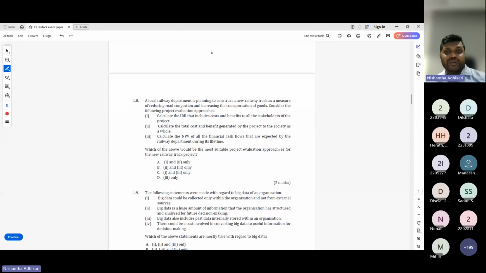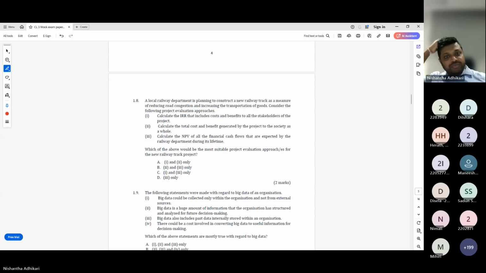Calculate the IRR that includes cost and benefit to all the stakeholders of the project, not only the company, not only the railway department, it should be all the stakeholders, including the general public. Likewise, we have to calculate the IRR that includes the cost and benefit of all the stakeholders. That is correct. That is a great way to measure it.